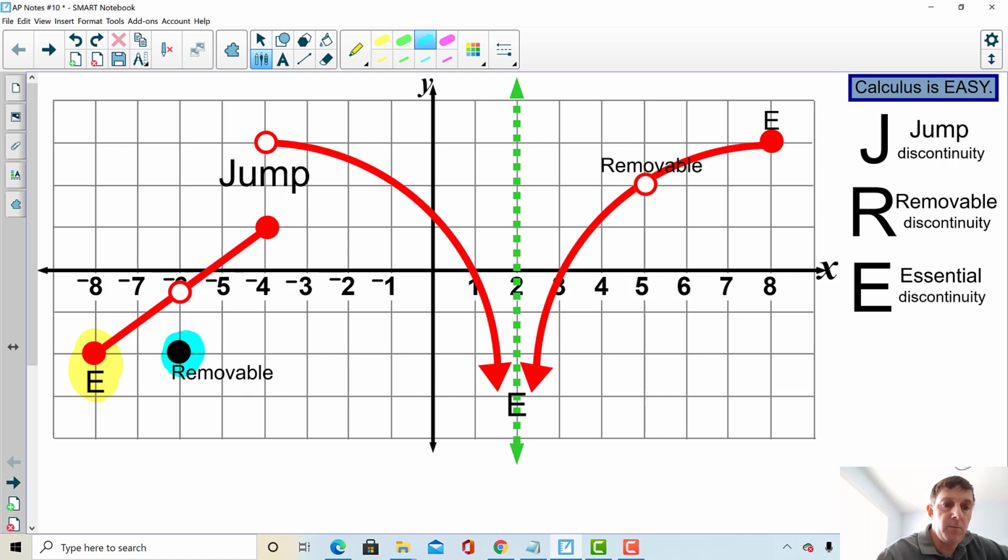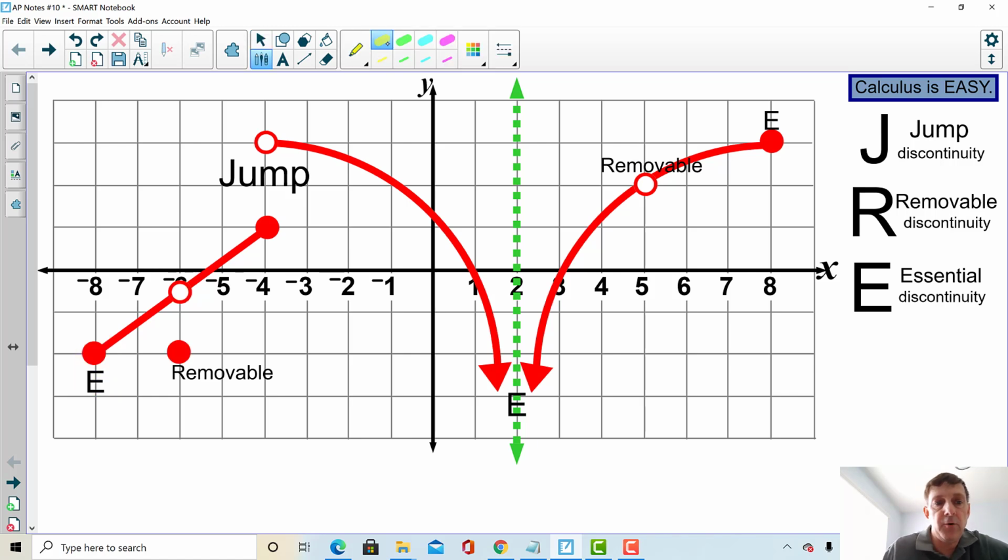Okay, for the second one, we're calling this removable, and that's because we can just put that point back and it fixes it. So the limit exists as x goes to -6, and the function exists. They're just not equal to each other. So if we put this point back, it would become continuous. And that's an example of a removable discontinuity.